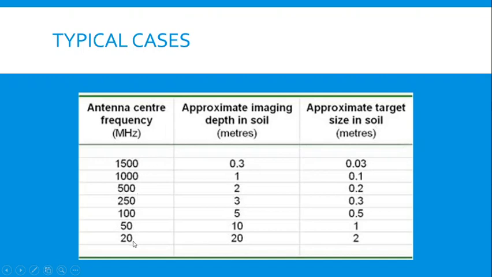Here is another example. Here I have gathered data from 20 megahertz to 1500 megahertz, and we can see the minimum dimension of the target in meters. You can see that from 20 meters to 0.3 meters, it decreases as the frequency increases. Then the approximate size in soil in meters. This is the depth, approximate imaging depth in soil, sorry, and this is the size. So these factors have to be considered first before going for any particular project.